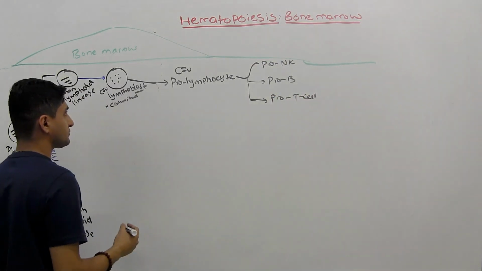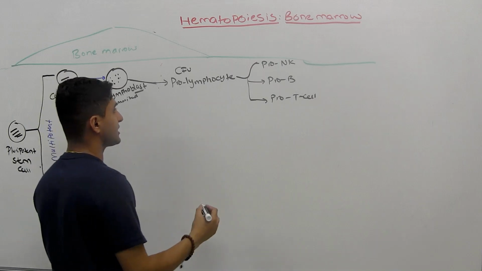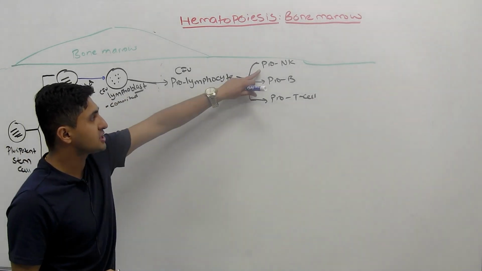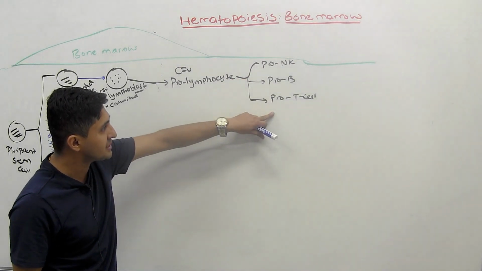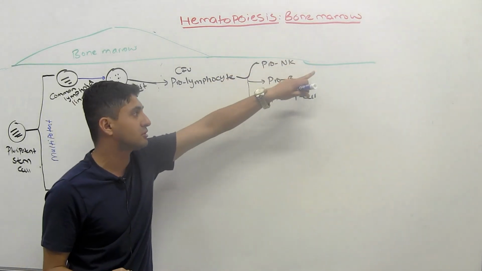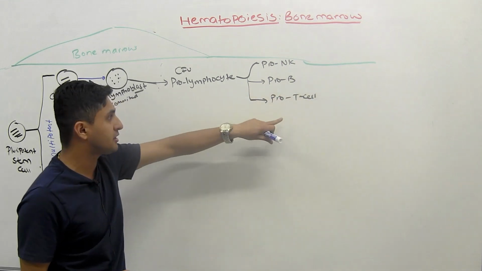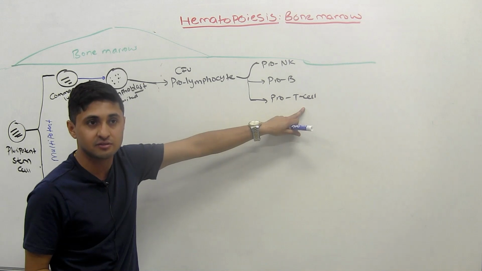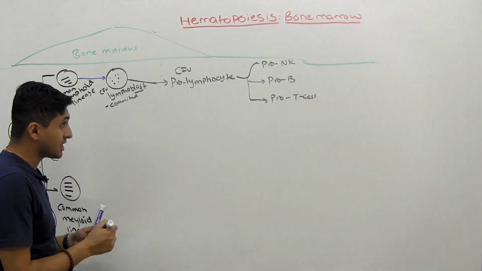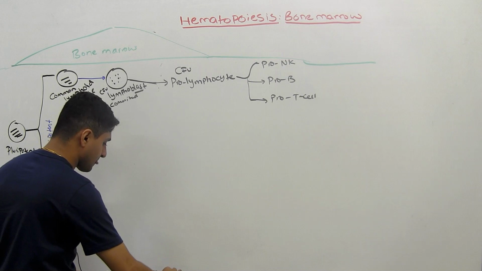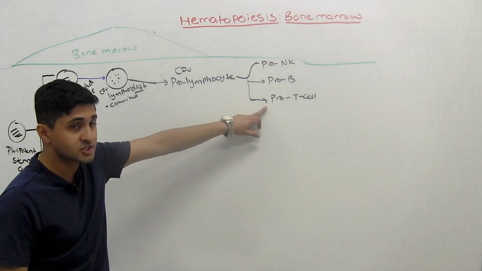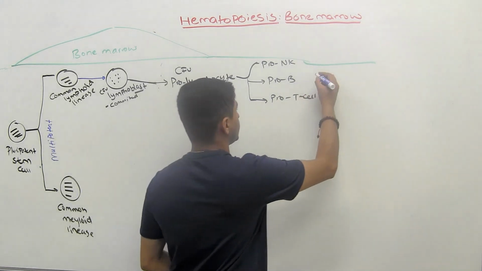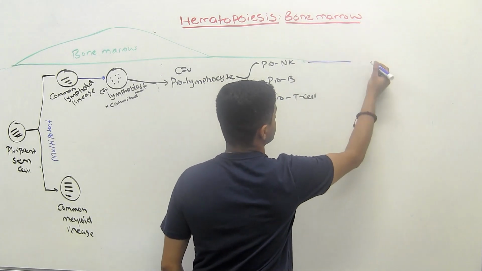All right, now this is a very, very important concept, because these pro lymphocytes are differentiated into the pro NK cell and pro B cells, and these are committed to make natural killer cells. This one is committed to make B cells, and these are committed to make T cells, and these are very important. These are undifferentiated proliferating cells, and when they go to the blood circulation, these guys get mature.